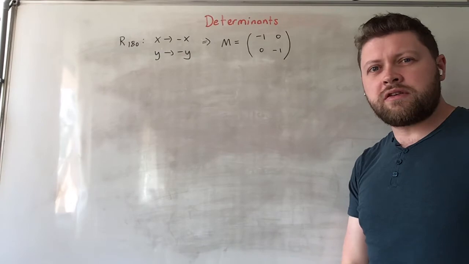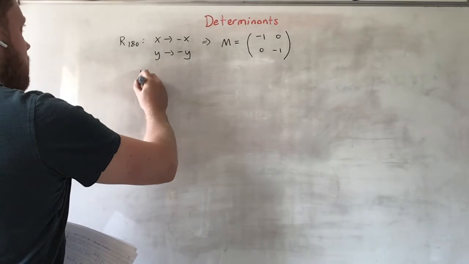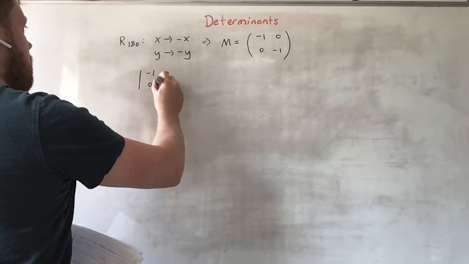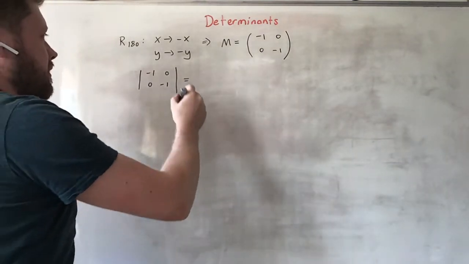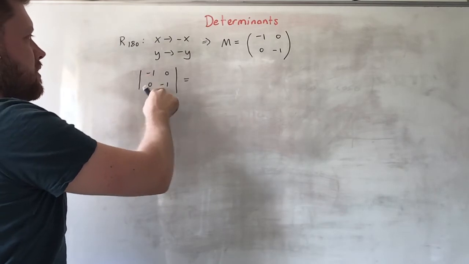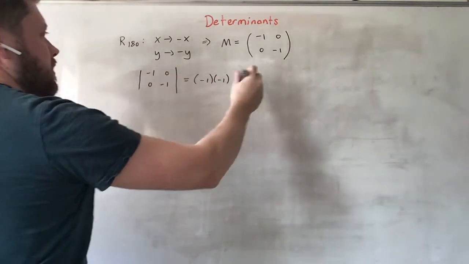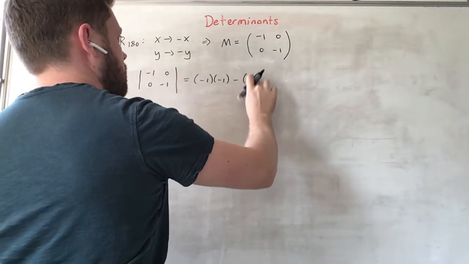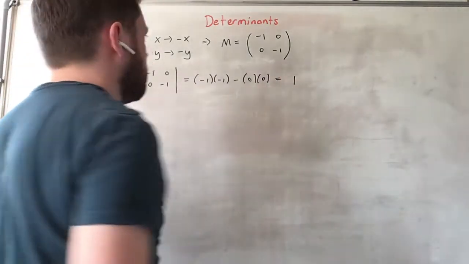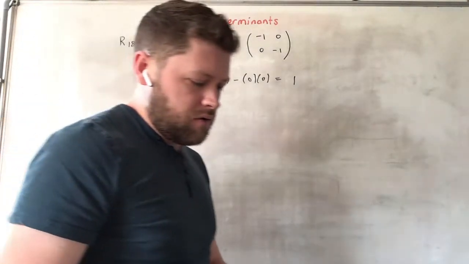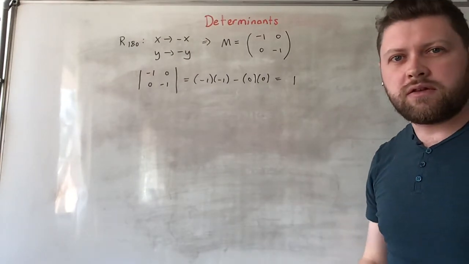So we want to find out what is the determinant of this matrix. Well, we can write it like this: minus 1, 0, 0, minus 1, with two straight lines. That means the determinant of that matrix is ad minus bc. So ad is minus 1 times minus 1, minus bc, which is 0 times 0, which is equal to 1 minus 0, which is 1. So the area under a rotation has been scaled by 1, meaning it's unchanged.